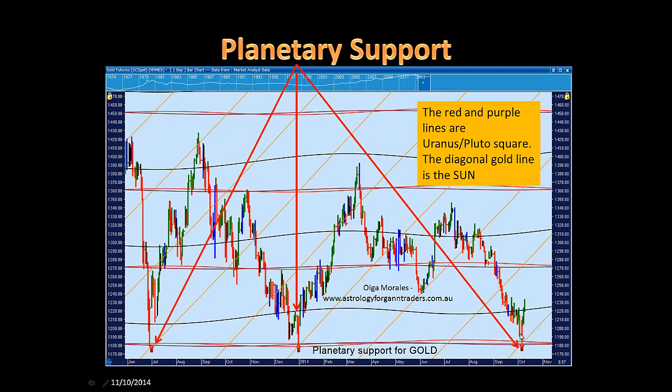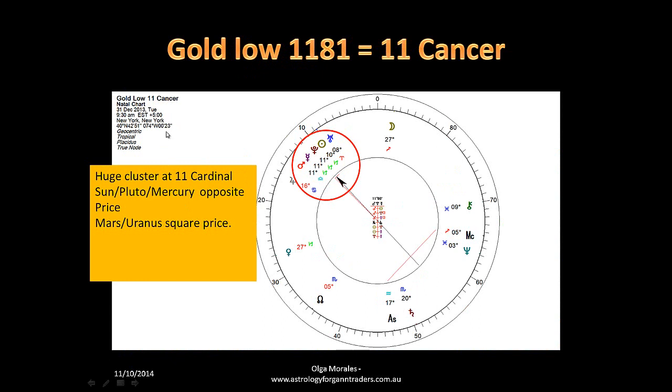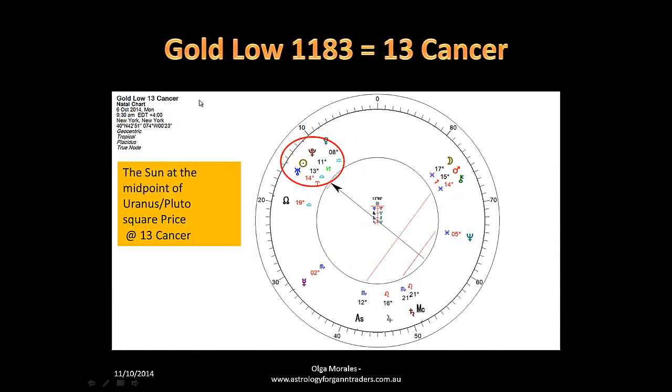The most current one that we just had a few days ago was a low at 1183, which is 13 Cancer. The Sun was at the midpoint of the Uranus-Pluto square price, exactly at that point. You can see the Sun had come to their midpoint and was also square to price. This is how we find these points in the zodiac. When you've got them plotted on your chart and you can see price moving to those levels and an aspect coming into place, you can see how that can help you with your timing of trades.